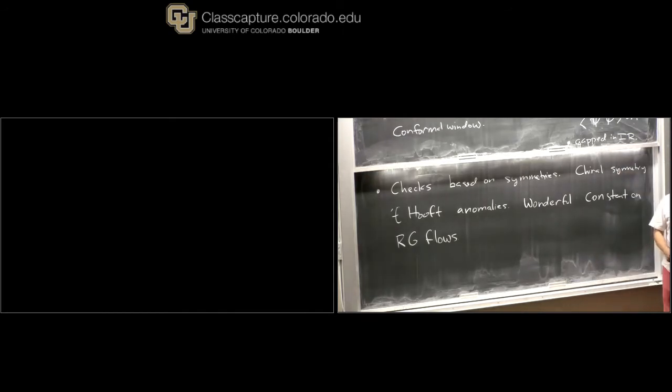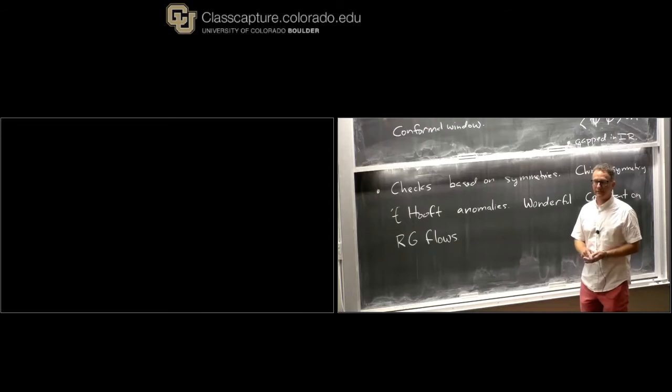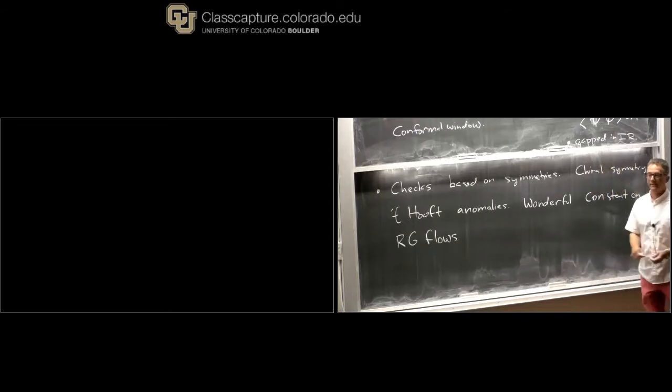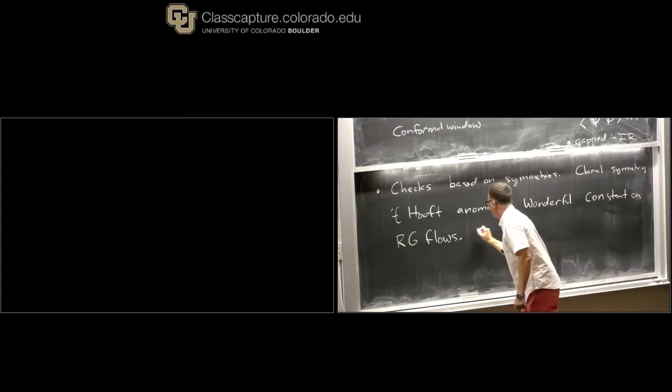And so 't Hooft anomalies get contributions from massless fields. And if there are no massless fields in the infrared, then you get zero 't Hooft anomalies. So if you look in the ultraviolet and you see that your 't Hooft anomalies are zero, then one possibility is that it's gapped in the infrared. If you find that they're non-zero, then it can't be gapped.